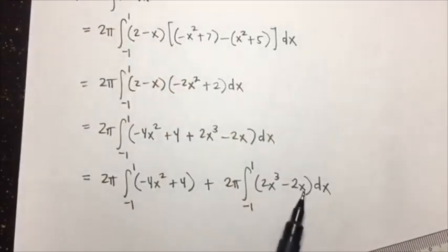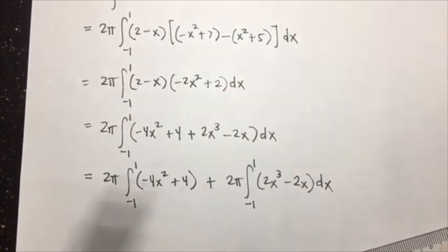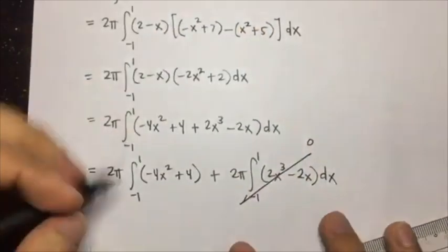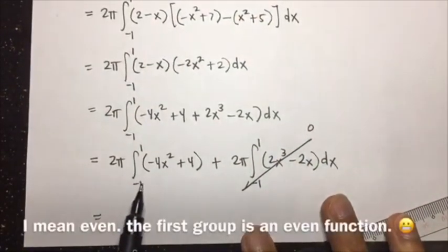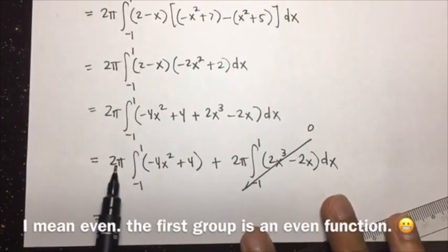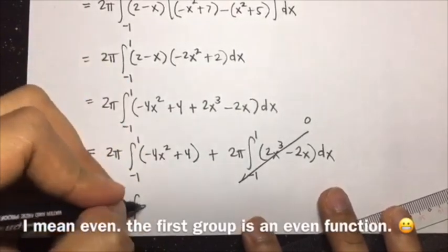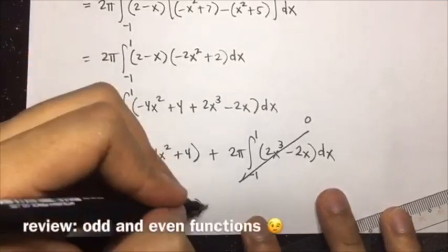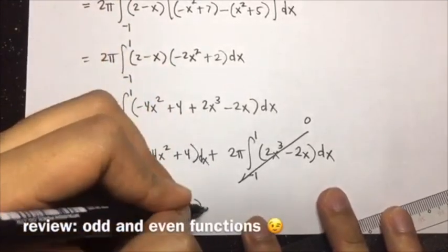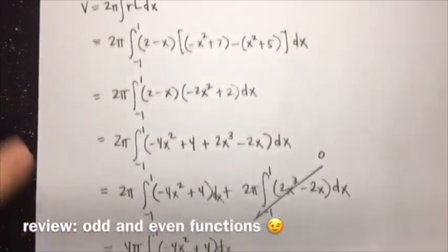Since this is an odd function, the 2x cubed minus 2x, this is equal to 0. And since this is an even function, we can change the limit from 0 to 1, but we will multiply the whole integral by 2. So this will become 4 pi integral of -4x squared plus 4. Sorry, there was a dx here, from 0 to 1.